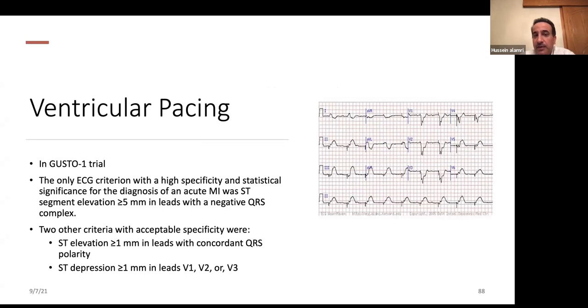And in the GUSTO trial, they found that the two most important criteria are ST elevation more than 1 millimeter in leads with concordant QRS, or ST depression more than 1 millimeter in V1, V2, or V3, which applies to this ECG.